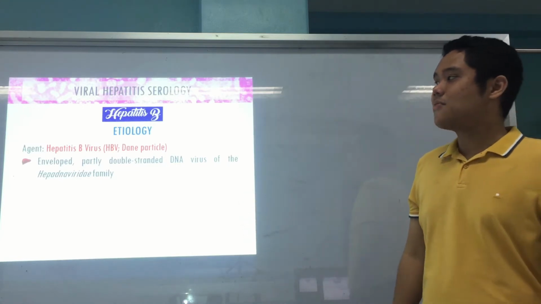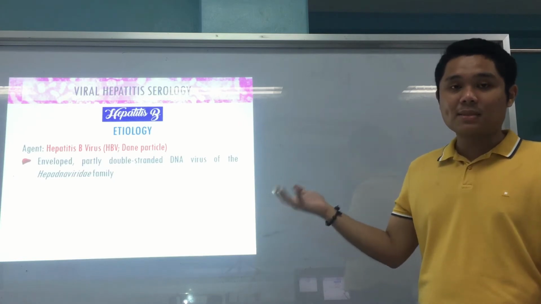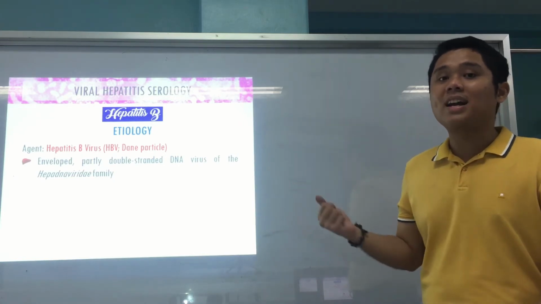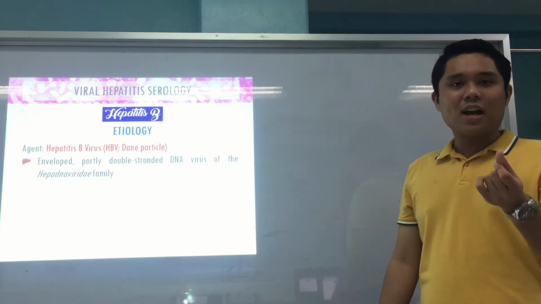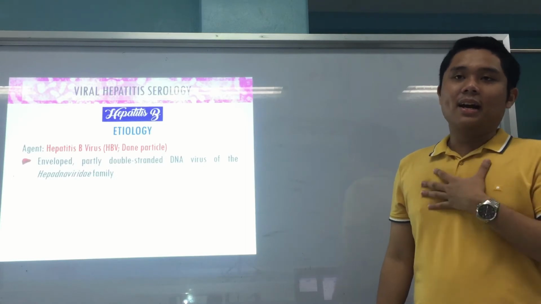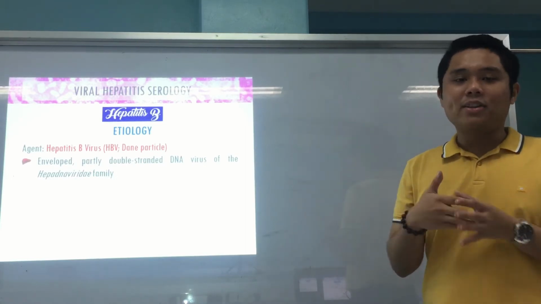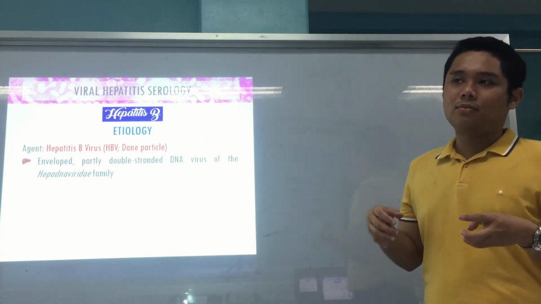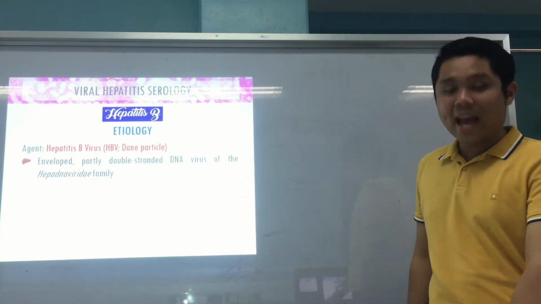Hepadnaviridae family. As you can see, it's the only DNA virus of the primary hepatitis viruses. The rest of your hepatitis viruses are usually RNA viruses. So it's the only DNA virus. So it can easily infect human cells, since it is DNA itself. So it can quickly inject its genetic material into cells, and it replicates quickly in a way. So, Hepadnaviridae family, enveloped.